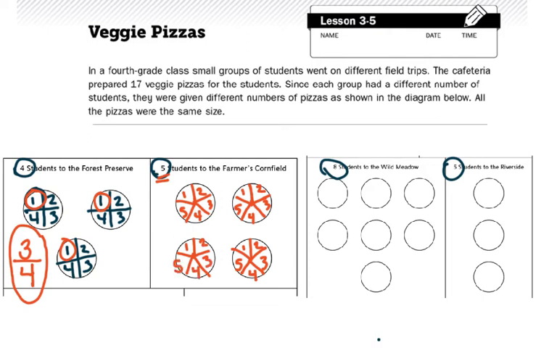And now let's take a look at what person 1 will get. 1, 2, 3, 4 slices. And each pizza's divided into 5 equal parts.